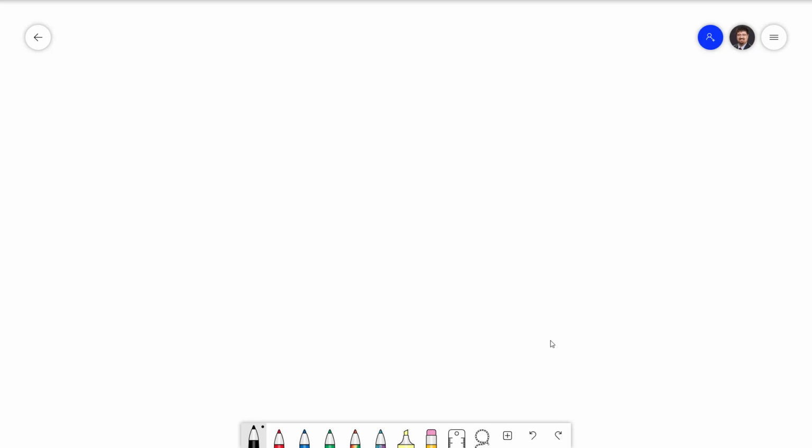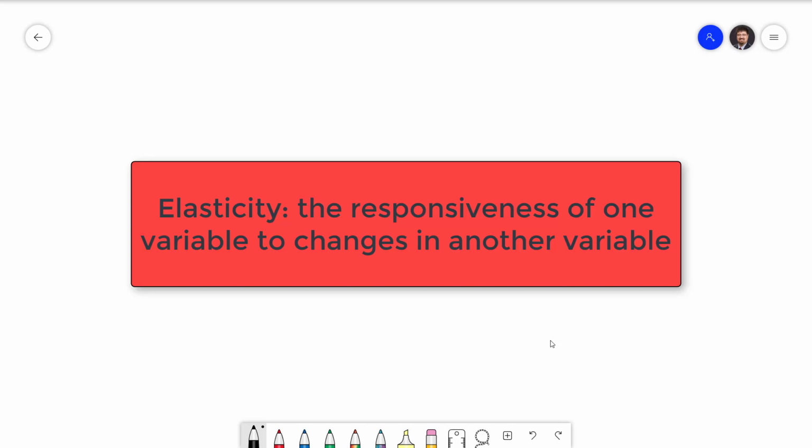In this video, we're going to introduce the concept of elasticity and discuss the own price elasticity of demand. Elasticity measures the responsiveness of one variable to changes in another. This is a very useful concept for a manager because we want to be able to predict what will happen when we change the price or when some other variable changes.